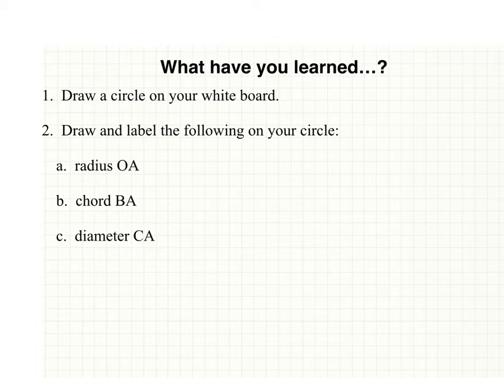What have you learned? I would like you to draw a circle on your whiteboard. Draw and label the following on your circle: radius OA, chord BA, and diameter CA. So let's say that this is a circle. I can see that they're saying OA, and A is a point on the circle. That's a terrible circle. Just give me 1 second. Let me fix that. Again, no. Let me fix this. There you go. This is a good circle.